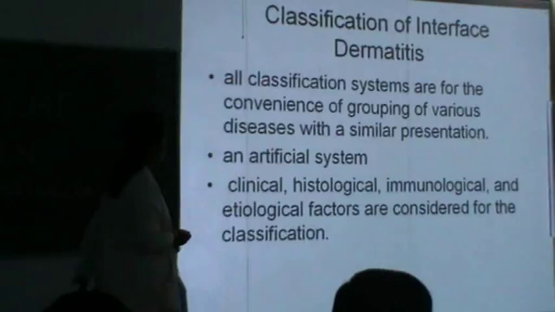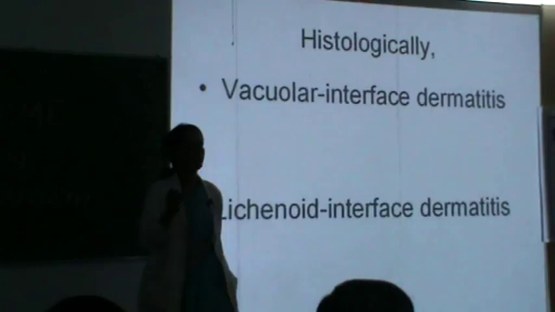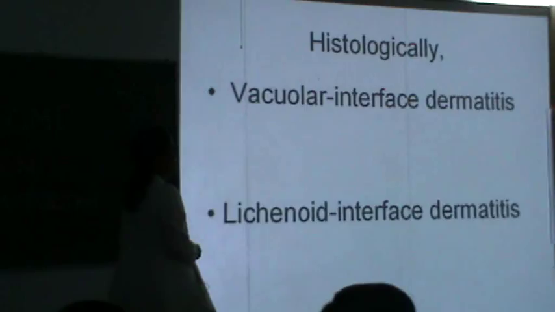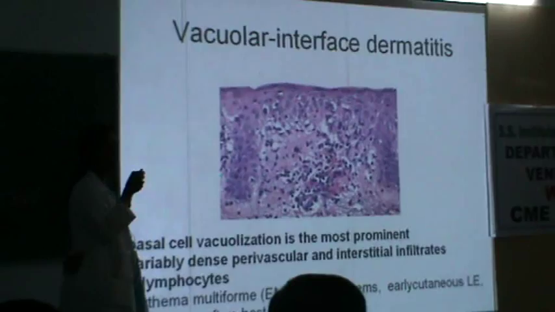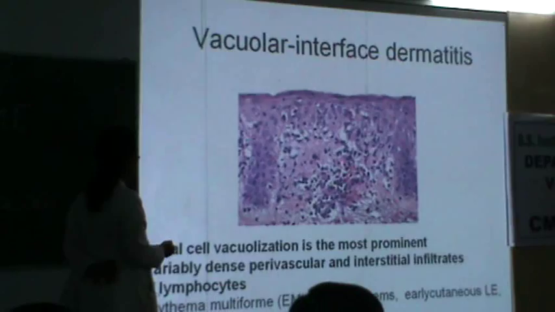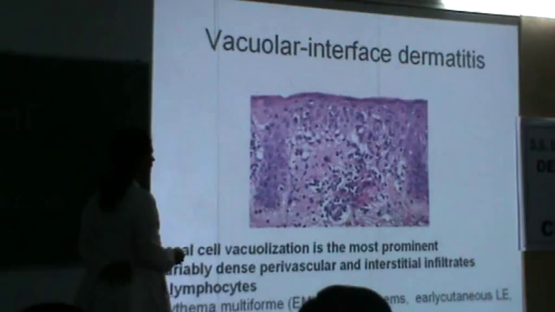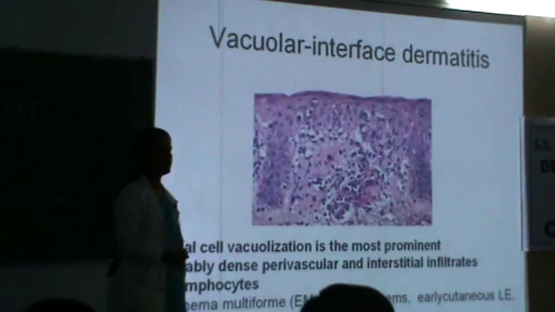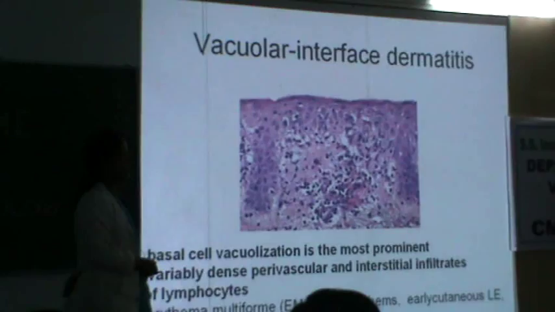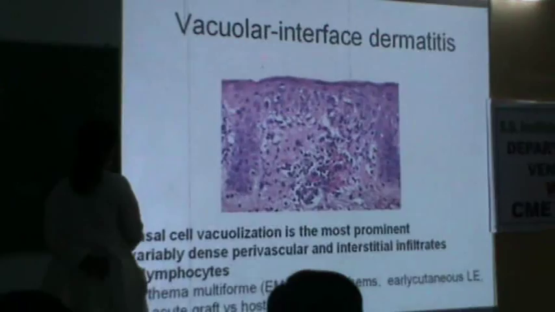The main feature by which we put these diseases under interphase dermatitis is that we look at the microscopy and then classify them as vacuolar interphase dermatitis and lichenoid interphase dermatitis. So vacuolar interphase dermatitis, now you are familiar. This shows basal vacuolation as the most prominent feature. The inflammatory infiltrate is variable, around the blood vessels and in the interstitium, and it has many lymphocytes. Just to name a few diseases which come under this category, we have erythema multiforme, viral diseases, early cutaneous LE, and acute graft versus host reaction.